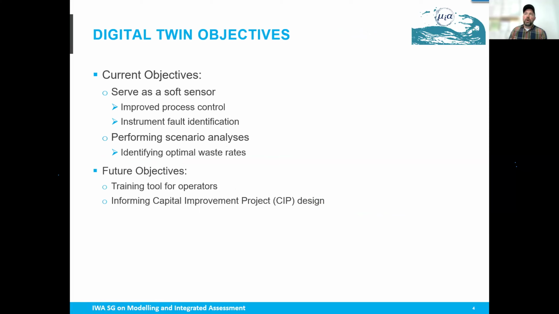So this is a little bit about the objectives for the digital twin at the Nansemond Treatment Plant, and that was to improve nitrification control. More specifically, the digital twin serves as a soft sensor for improved control and also helps us with instrument fault detection. We also use the digital twin to perform scenario analyses. We try a bunch of different waste rates in our model, and we try to choose the best one that's going to maximize nitrification control authority.